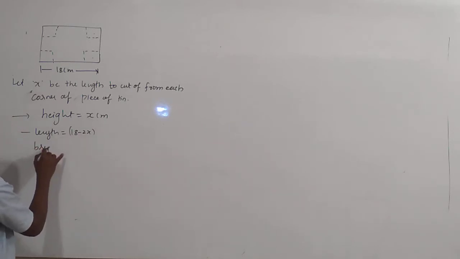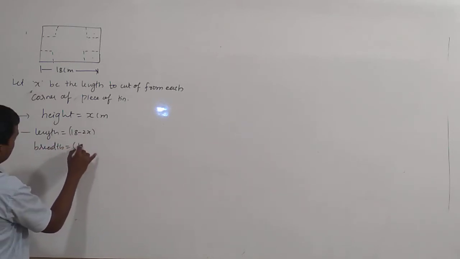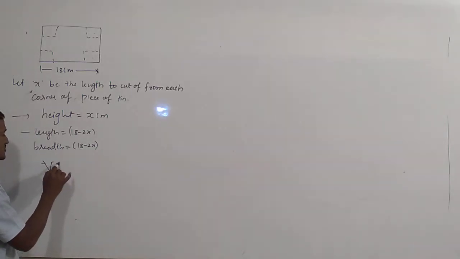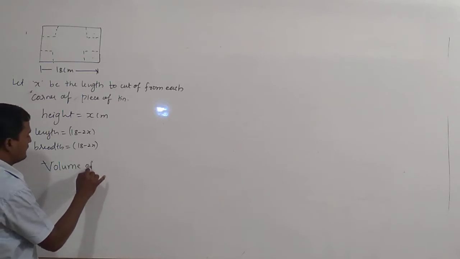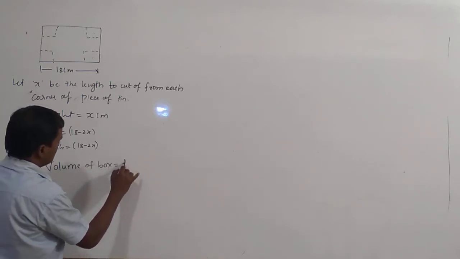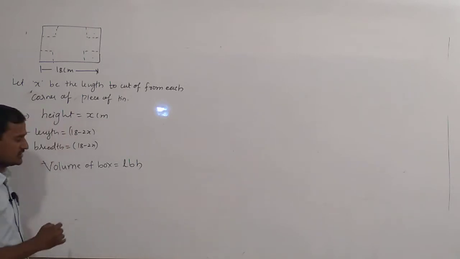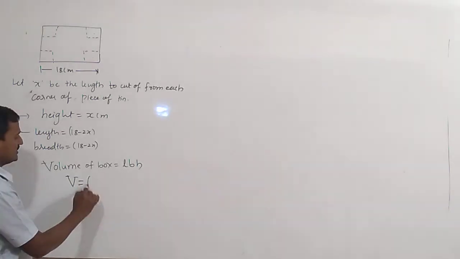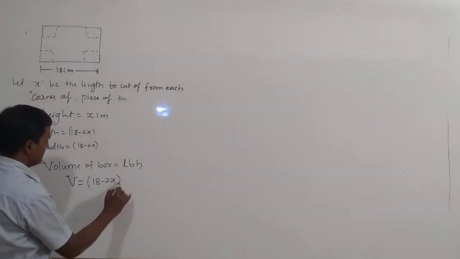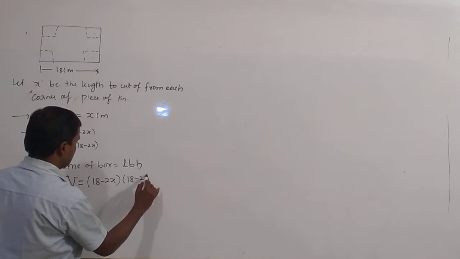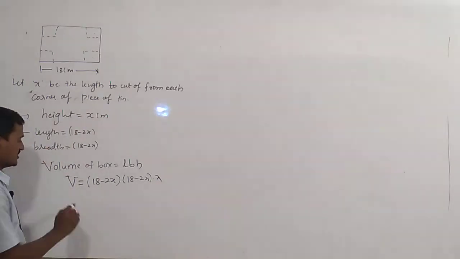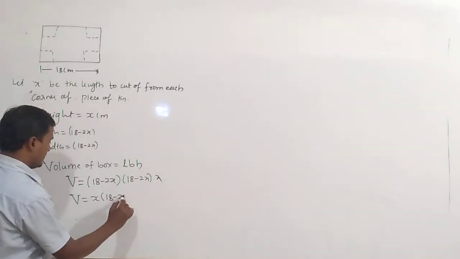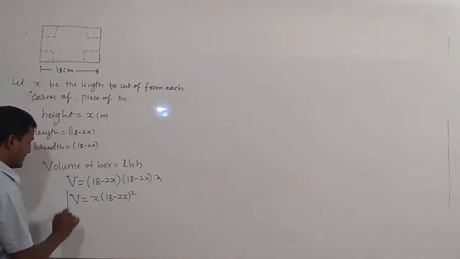Then what about breadth? So breadth is equal to 18 minus of 2x. Okay, right. Now what is the volume of a box? Volume of a box is equal to length into breadth into height. So therefore here we'll take V is equal to length, 18 minus 2x, into 18 minus 2x, into h, which is x. So therefore simplify this one. So x into what you are getting, 18 minus of 2x whole square.